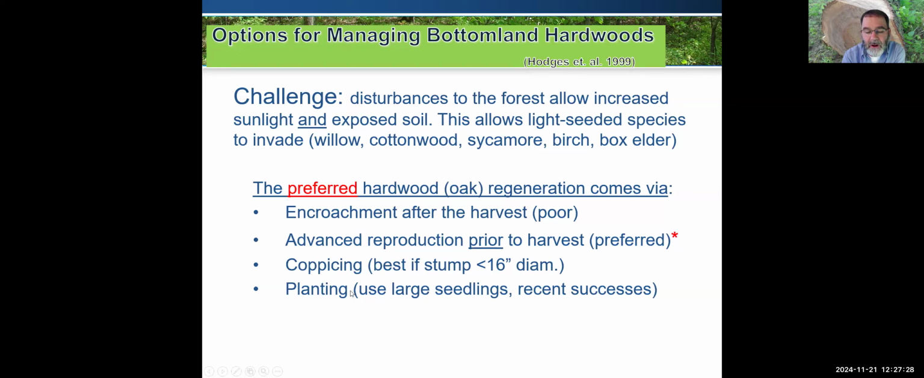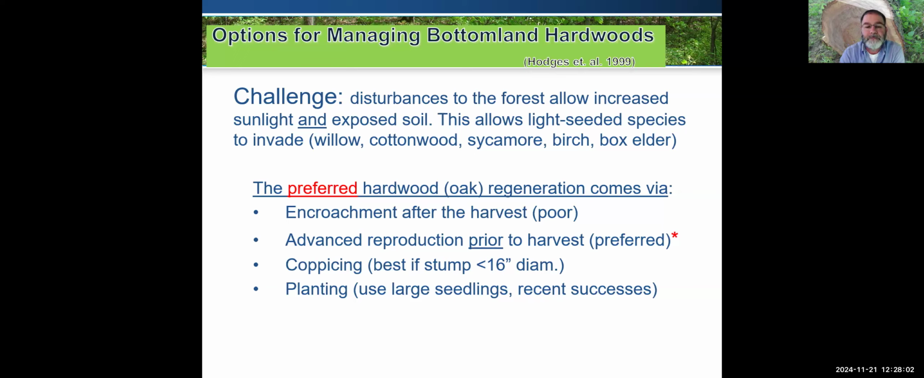And then finally, there has been some success with actually planting back in these sites after they've been harvested. At the Ames Research Center, Dr. Houston and Dr. Schlarbaum have done some work where they're bringing in seedlings that are 4, 5, 6 feet tall, large seedlings, and planting them, and they've had some success. Understand that it's challenging. You're probably not planting as many trees per acre. It's time consuming and maybe expensive, but there's cost share assistance now available for that type of thing. And so that's something that might be appropriate for some people.